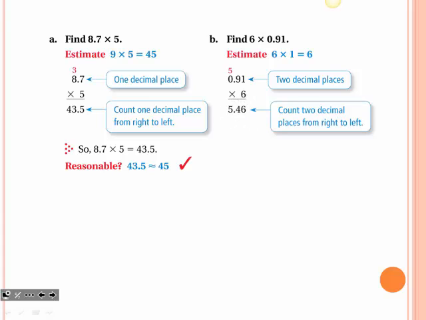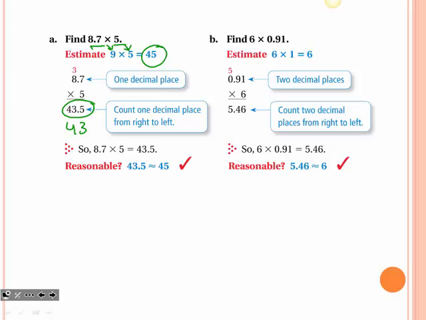Okay? Now let's briefly talk about these reasonables and estimates. Sometimes you can estimate your answer like they did here. They estimated 8.7 to 9 and 5, say 5, to see that our answer would be somewhere close to 45. So they got 43.5. Now if you forget to put your decimal in there, you get 435. You'd be like, wait a second, that's nothing close to my estimate. And that would remind you, oh wait, I forgot to put my decimal in there. Okay?